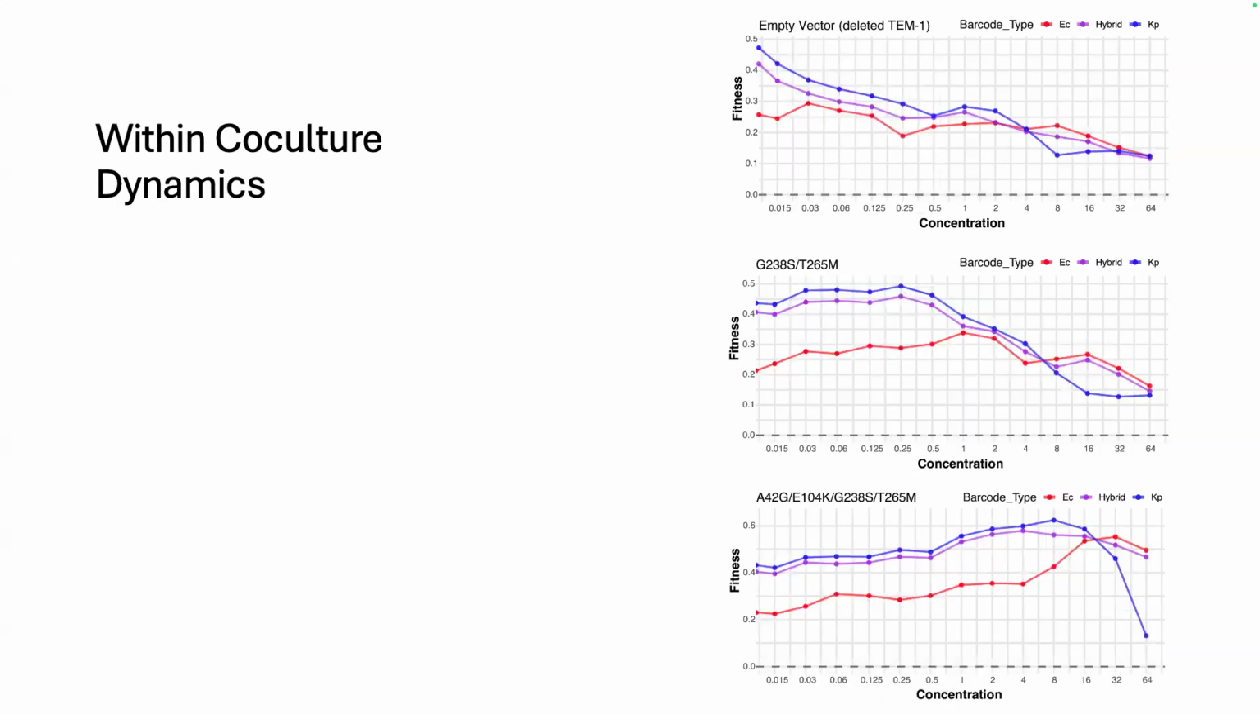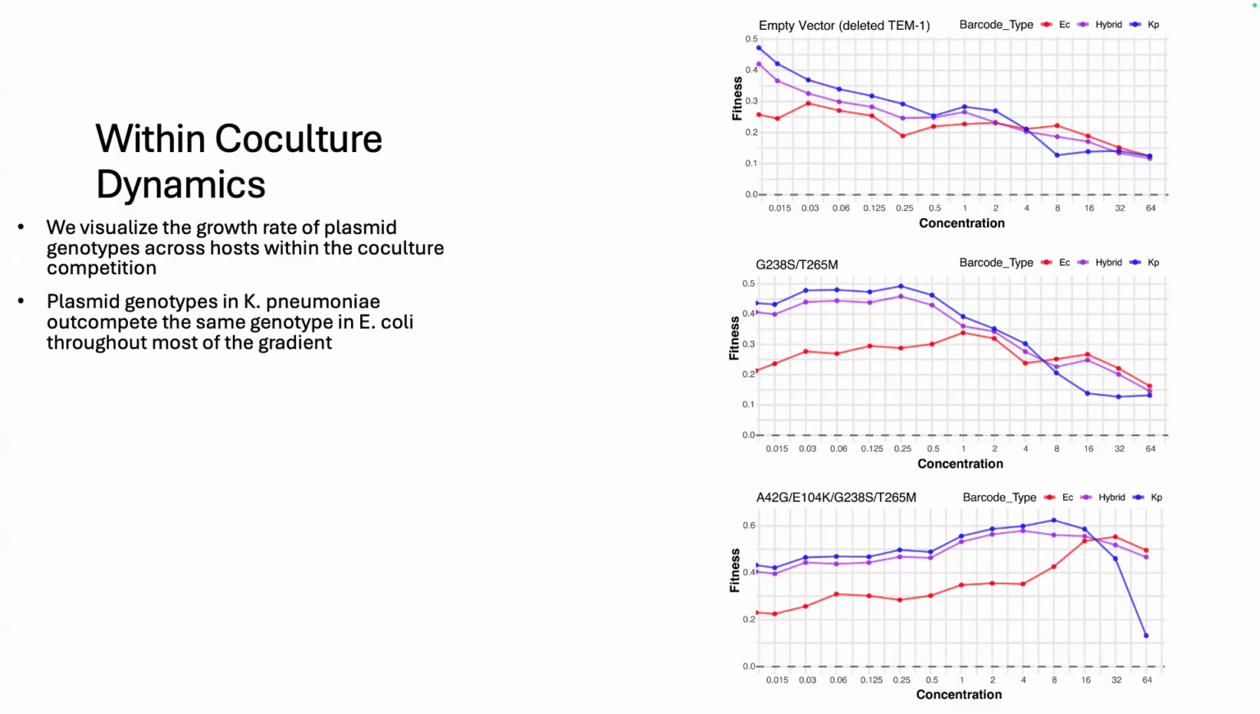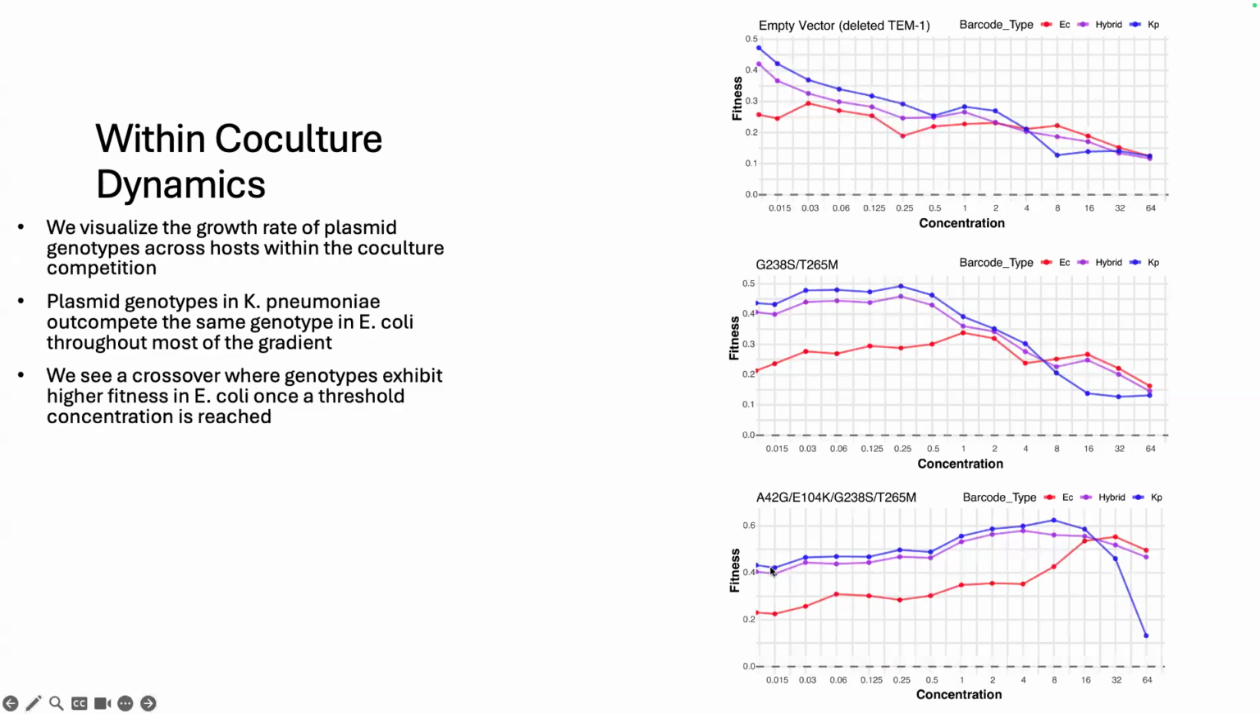And with the barcoded plasmids of the same genotype in each species, I can track how the same plasmid genotype fares in each host in each environment. So genotypes in E. coli are consistently outcompeted in all but the highest concentrations, where genotype fitness shifts to favor the more resistant host. We see that the environment where the crossover from Klebsiella being the more fit host in blue to E. coli being the more fit host in red actually differs based on the genotype.